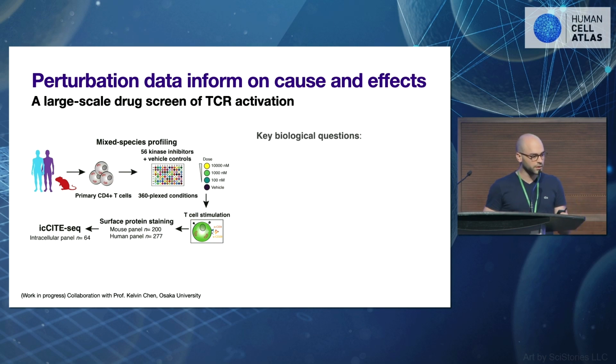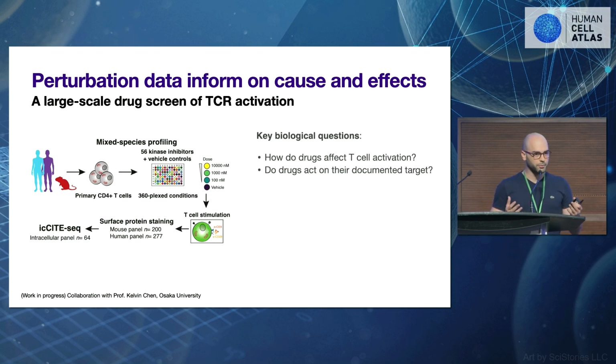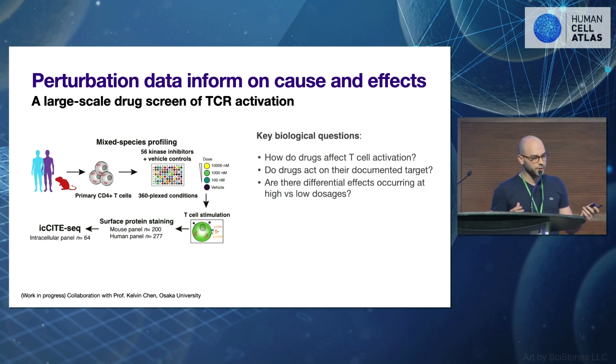So this is a nice use case from which we can try to understand what are the biological questions we can answer from perturbation data. So for example, how do drugs affect T-cell activation? Do drugs act on their documented target? Whenever you buy some of those small molecules, they're usually documented. Then, are there differential effects occurring at high versus low dosages, or drastically different effects? We'll see an example of that. And which effects are conserved or not between mouse and human? I won't talk about this today, but it's there and it's interesting.